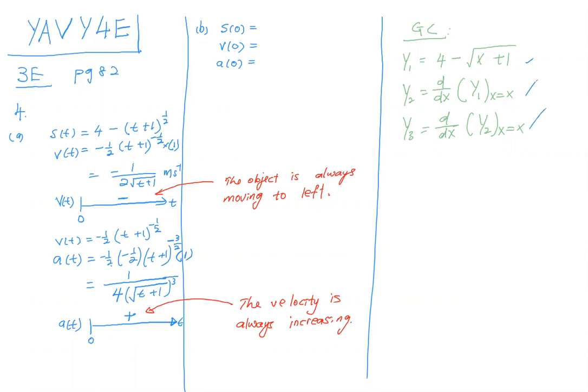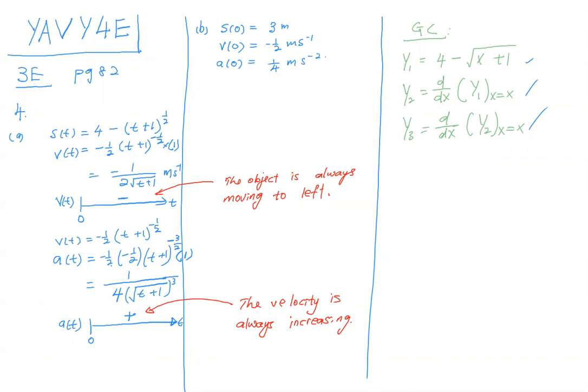So can you please go to your graphic calculator and get all the answers? You don't have to show your substitution. Do you get the answer? This one should be 3 meters. This one should be negative half meter per second. And this one should be 1/4. If you use your calculator, it will give you 0.25.